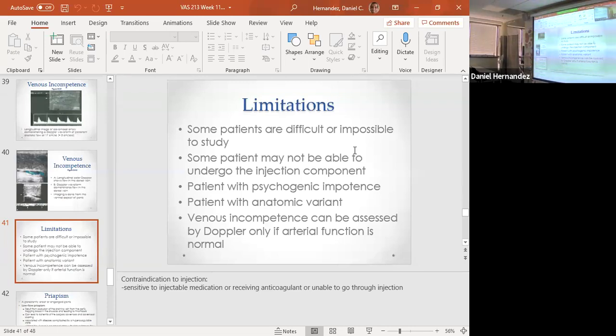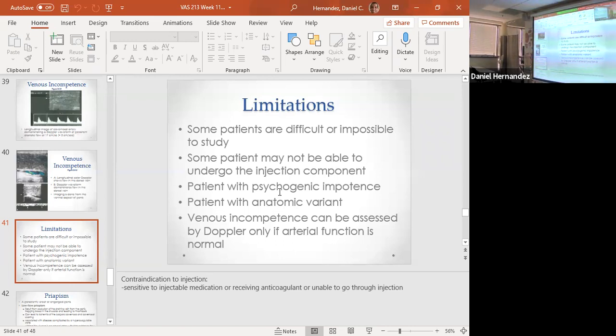Just some limitations. Patients are difficult or impossible to study. Some patients may not be able to undergo the injection component of it. I don't think I would, if someone came at me with a needle like that.